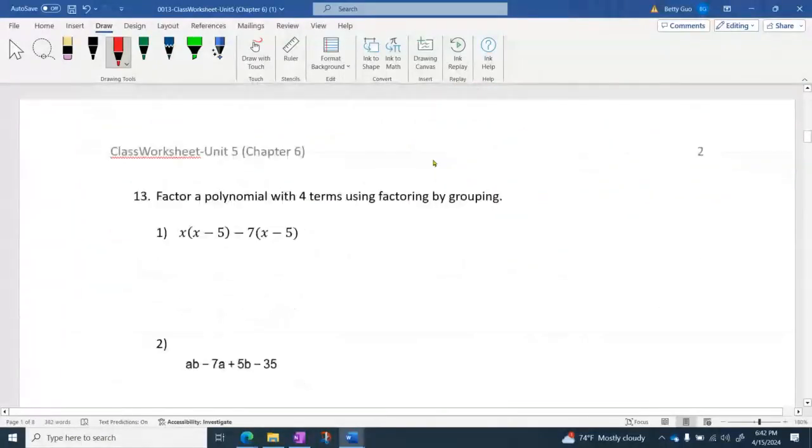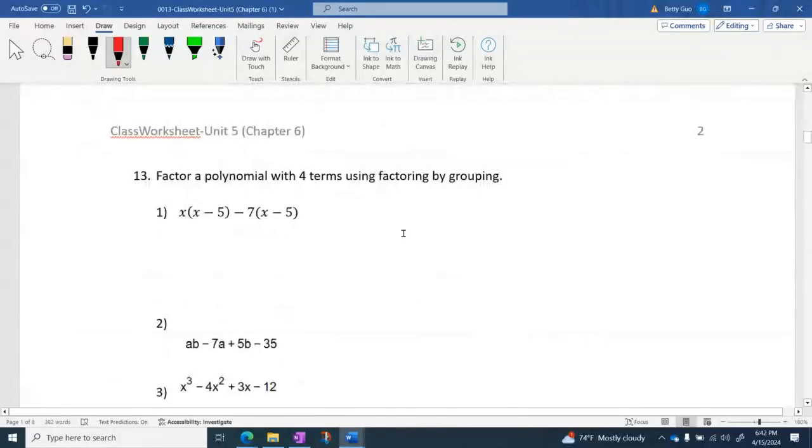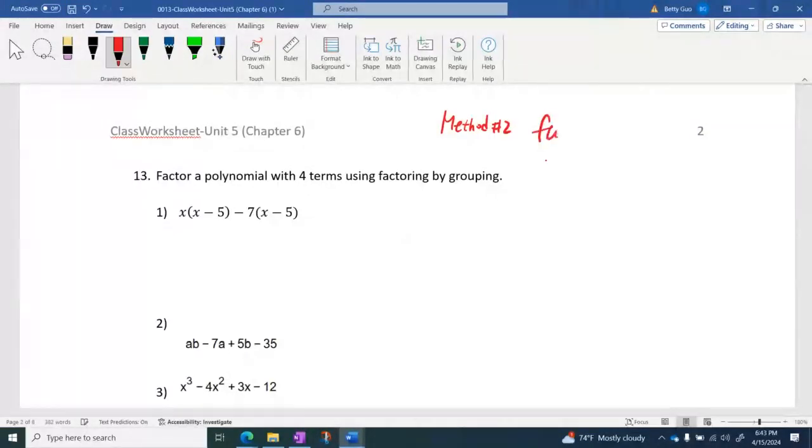Next, we are going to learn the second method of factoring a polynomial. Let me write it down. Method number 2. The second technique of factoring a polynomial is called factoring by grouping.